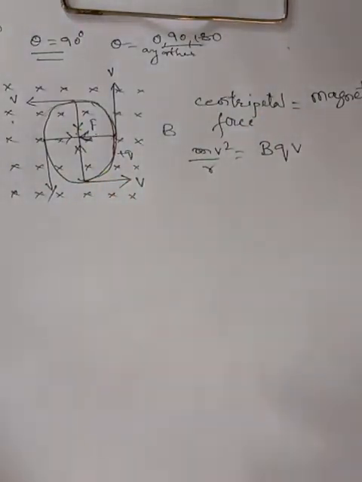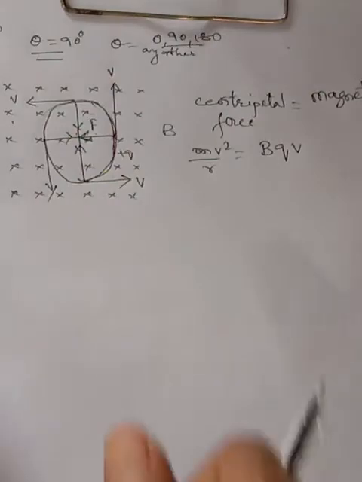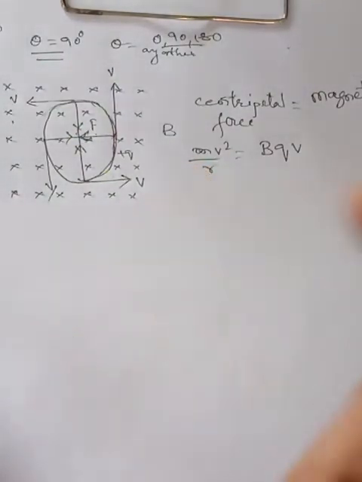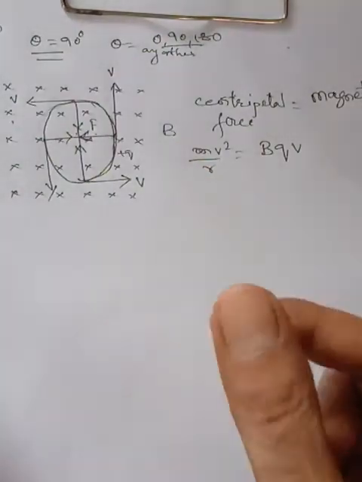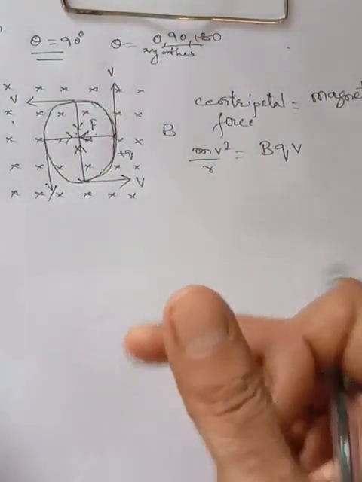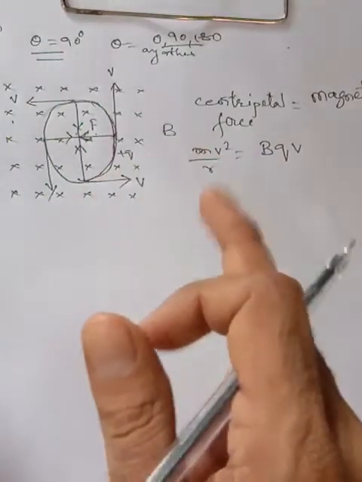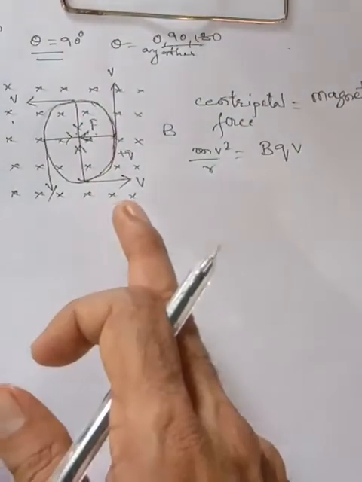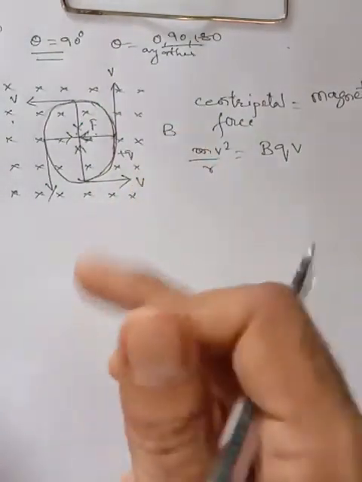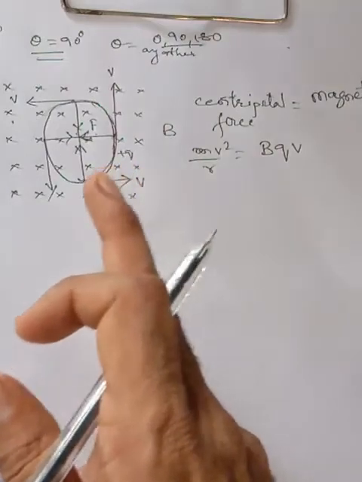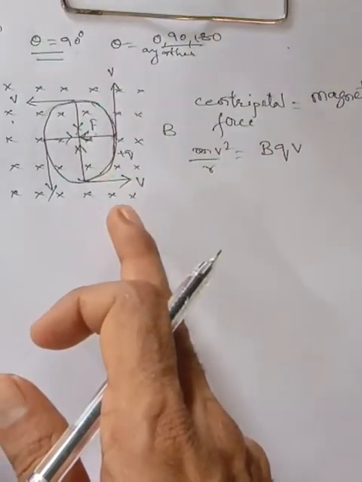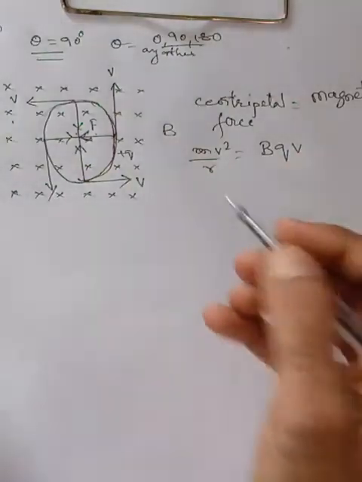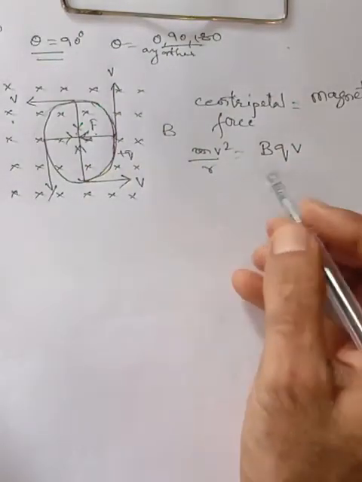Now the force which is acting on the charged particle when the velocity is perpendicular to the magnetic field, then the charged particle will start moving in a circular orbit. Why will it move in a circular orbit? Because the force will be towards the center. Since the force is towards the center, it will provide the centripetal force, and that centripetal force will be equal to the magnetic force. So centripetal force mv square by r is equal to Bqv.